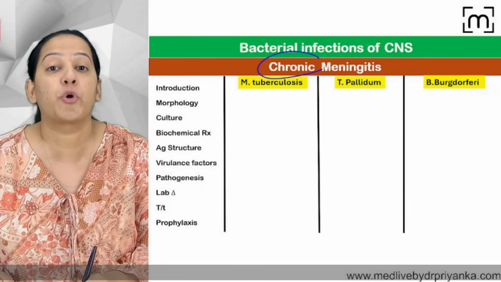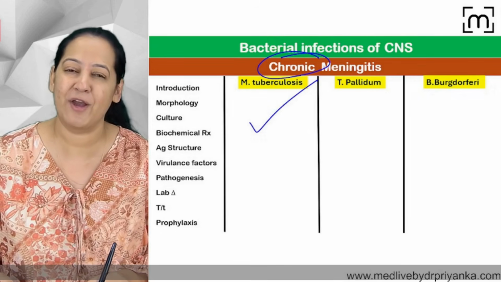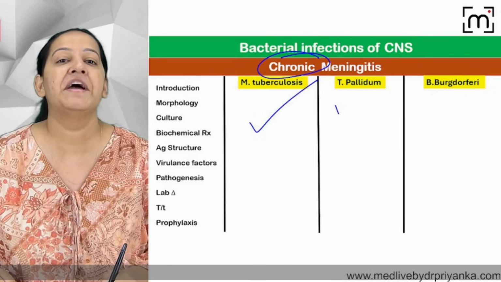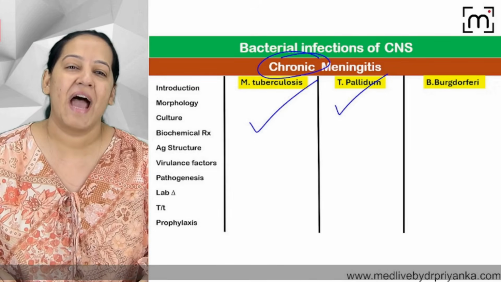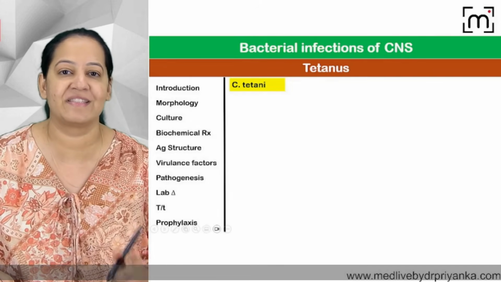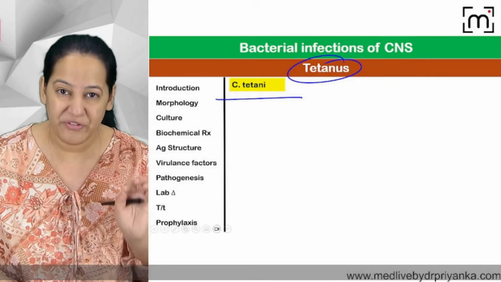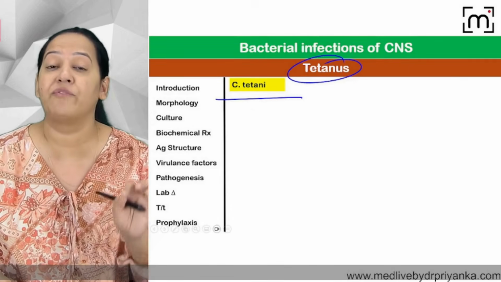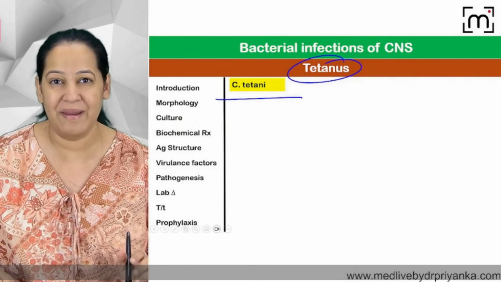3 of them cause chronic meningitis. Have a look: Mycobacterium tuberculosis, the same mycobacterium which causes pulmonary TB. Treponema pallidum, the same one which causes syphilis, an STD, and Borrelia burgdorferi. These 3 cause chronic meningitis, and the one which causes tetanus is Clostridium tetani. We will fill the details of these 9 bacteria into the corresponding master charts. So our bacteria will be ready.